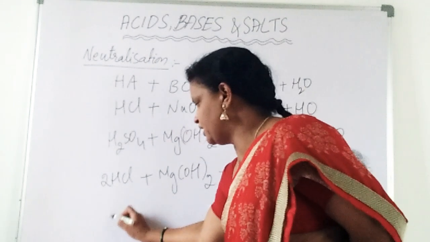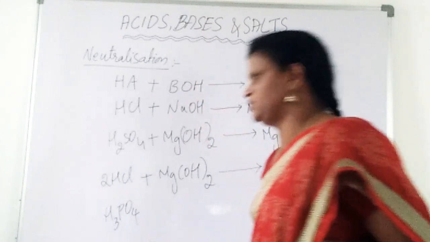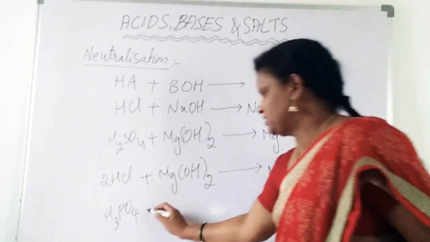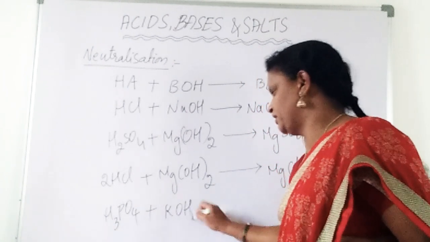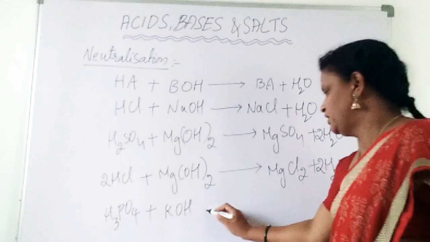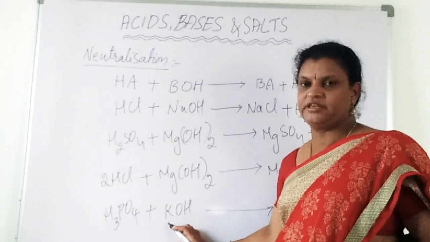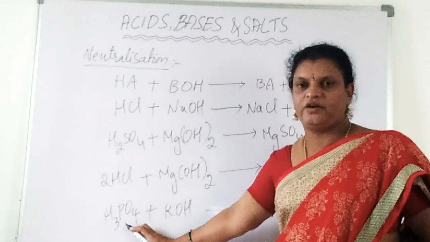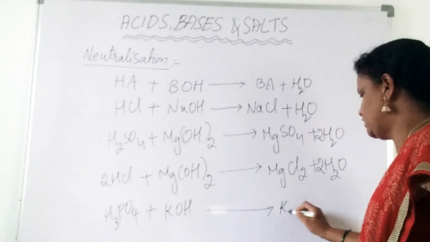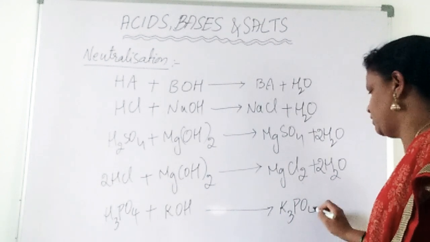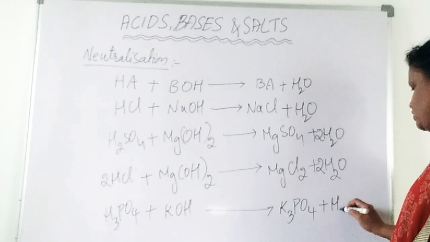Now I'll take some other acid like H3PO4, phosphoric acid, the strongest acid. Next, after that, it will react with some base. I'll take here potassium hydroxide. Here we will get potassium phosphate. Potassium is the cation present in the base, and phosphate is the anion present in the phosphoric acid. So that is what we'll write here. Phosphate formula K3PO4, potassium phosphate, and along with that water also is formed.